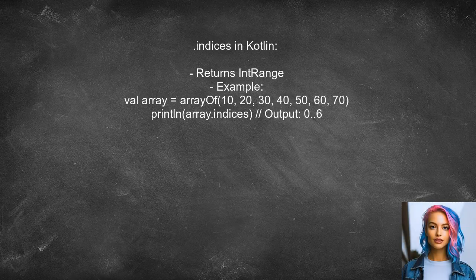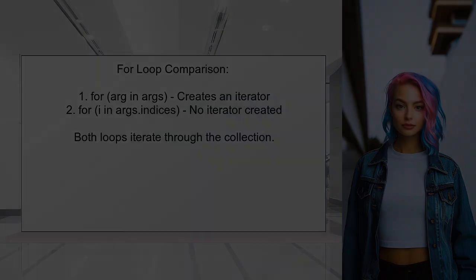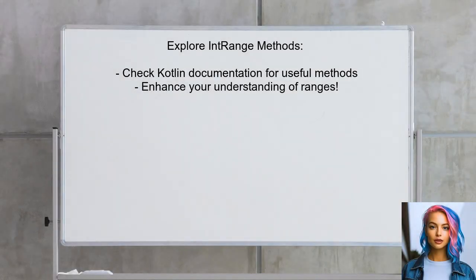This user explains that the indices property in Kotlin returns an int range, which represents the range of valid indices for a collection. For example, if you have an array, indices will give you the range from the first to the last index. They also point out that both for loops in the question achieve the same result, but the second loop using indices does not create an iterator object, making it potentially more efficient. Finally, the user encourages checking out the useful methods of int range for more functionality.